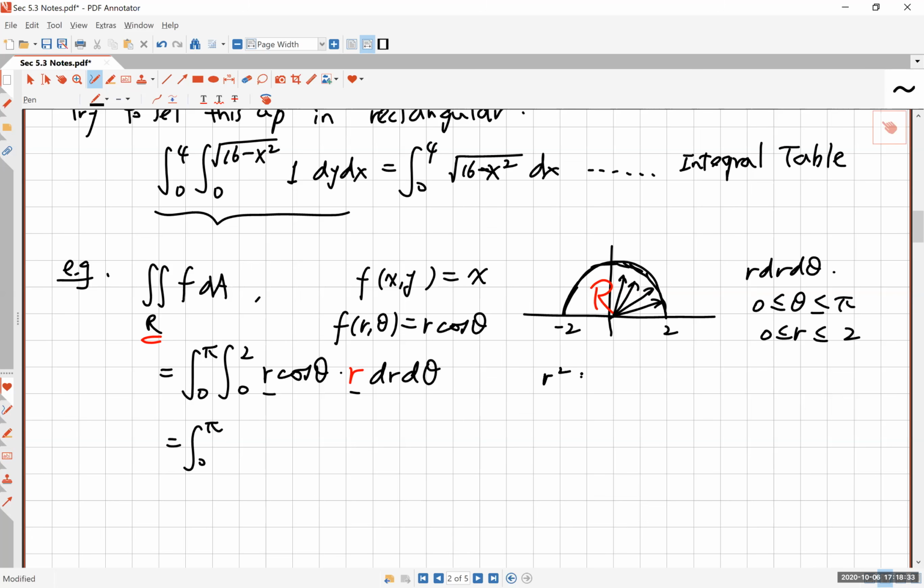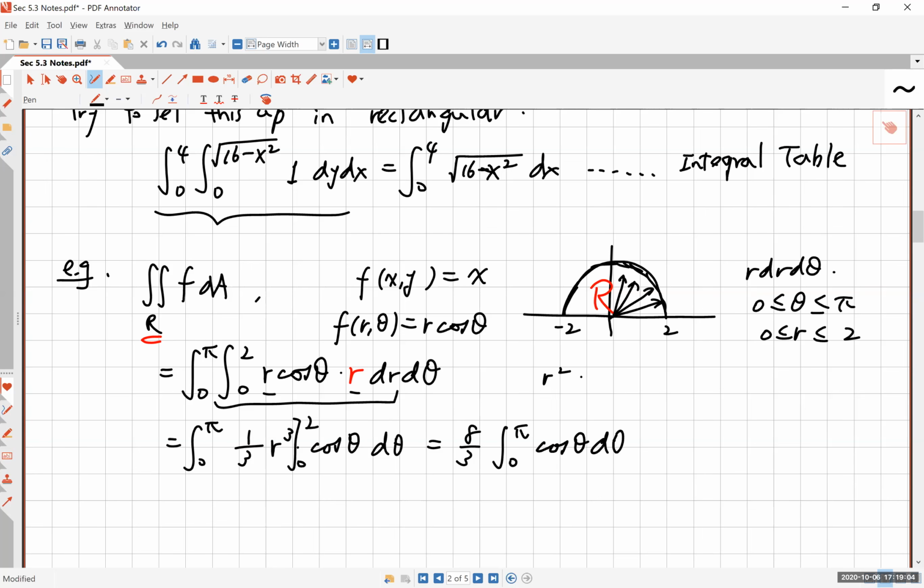Since you have r squared here, you get 1/3 r cubed. Now you have cosine of theta here, but that can be written before or after this. Let's go ahead and handle this part as r goes from 0 to 2. And then you still have the theta here. So what I just did is to take care of this first part, and this will give you, now what is 2 to the third? That's 8/3, right? And then you have from 0 to pi of cosine theta d theta.